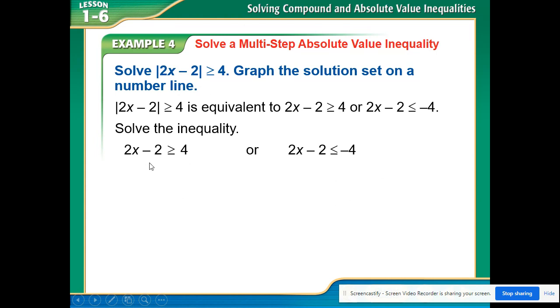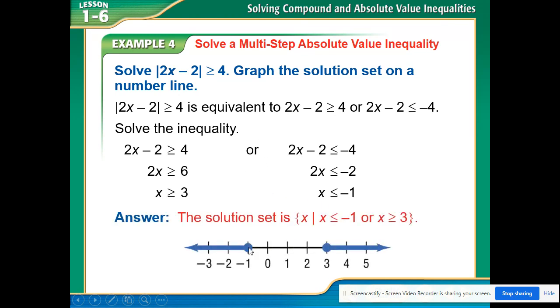We can solve them at the same time. Plus 2 to both of them. So 2x is greater than or equal to 6, and 2x is less than or equal to negative 2. Divide. We have x is greater than or equal to 3, and less than or equal to negative 1. This is an or, so we're just going to copy both of them down. Less than negative 1 and the greater than 3. And this is our answer here.